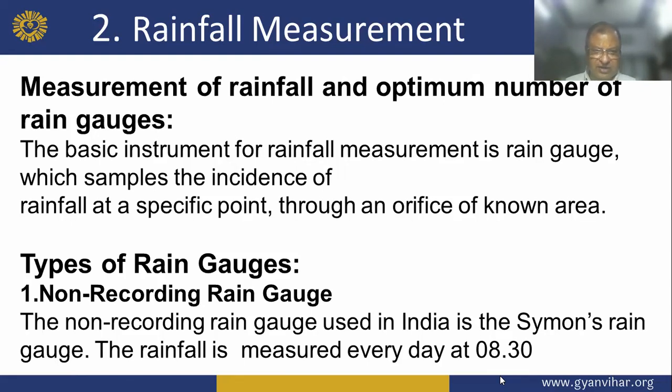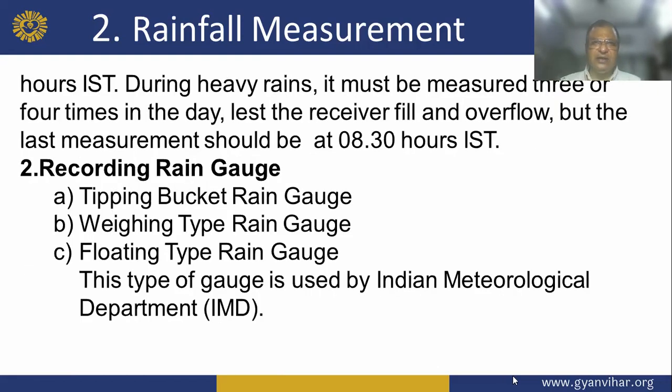Non-recording rain gauge: the non-recording rain gauge used in India is the Symons rain gauge. Rainfall is measured every day at 8:30 hours IST. During heavy rain, measurements must be taken 3-4 times in a day, at times of reservoir fill and overflow, but the last measurement should be at 8:30 hours IST.